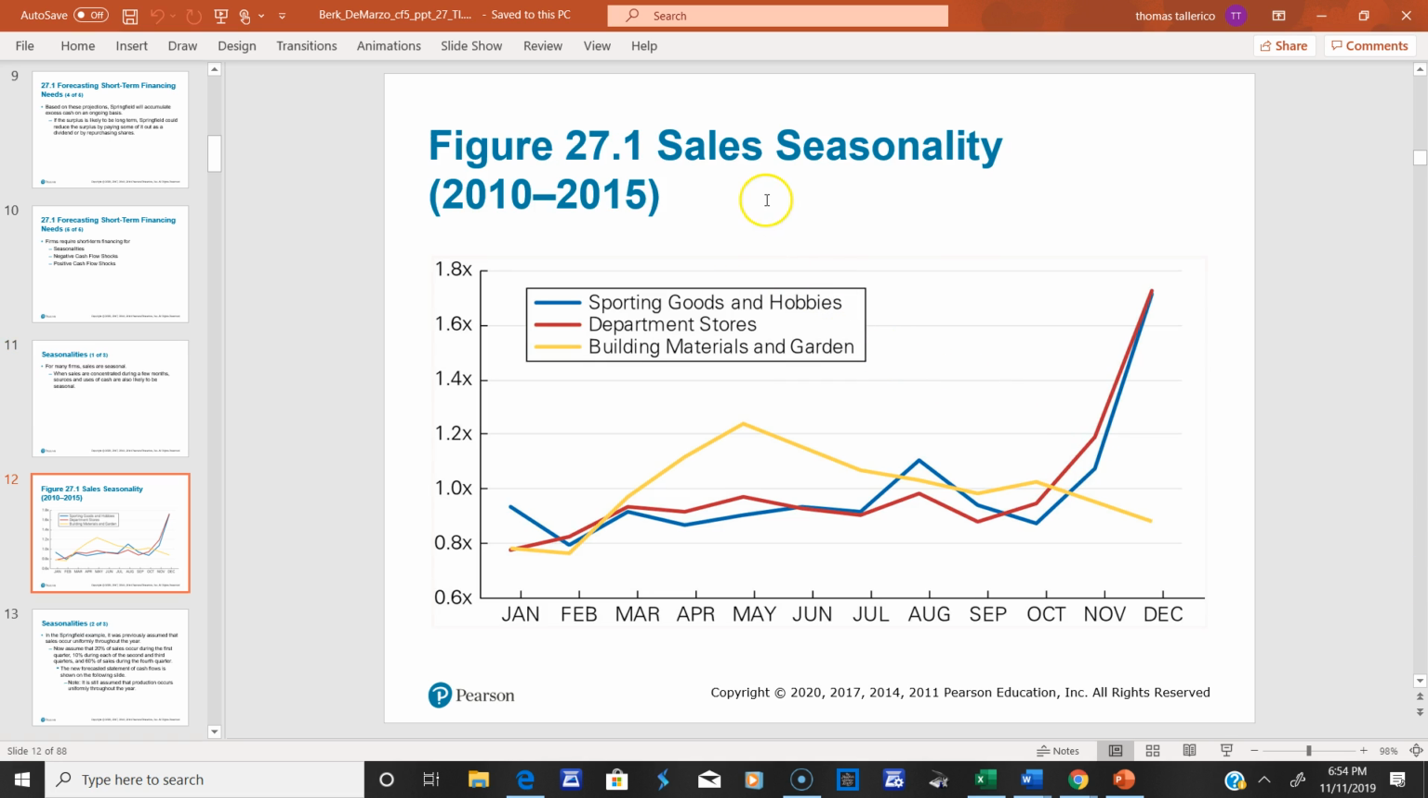So here you can see seasonality of sales for three different types of companies: sporting goods and hobbies, department stores, and building materials and gardens. Now you'll notice for gardens, it pretty much is flat, but then in the beginning of the spring, building materials goes up because of building, and then it drops off. But you'll notice near the Christmas season, department stores and sporting goods and hobby stores really shoot up, right? You can see that. So sales go up, so does cash. Cash is needed.